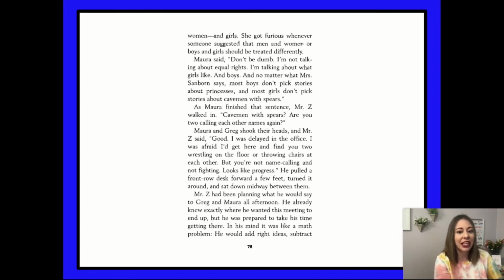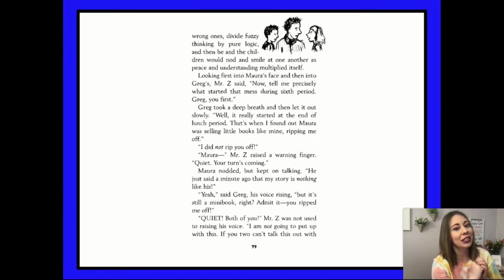Mr. Z had been planning what he would say to Greg and Mara all afternoon. He already knew exactly what he wanted this meeting to end up, but he was prepared to take his time getting there. In his mind, it was like a math problem. He would add the right ideas, subtract the wrong ones, divide fuzzy thinking by pure logic, and then he and the children would nod and smile at one another, and peace and understanding multiplied itself. Looking first into Mara's face and then into Greg's, Mr. Z said, "Now tell me precisely what started this mess during sixth period."